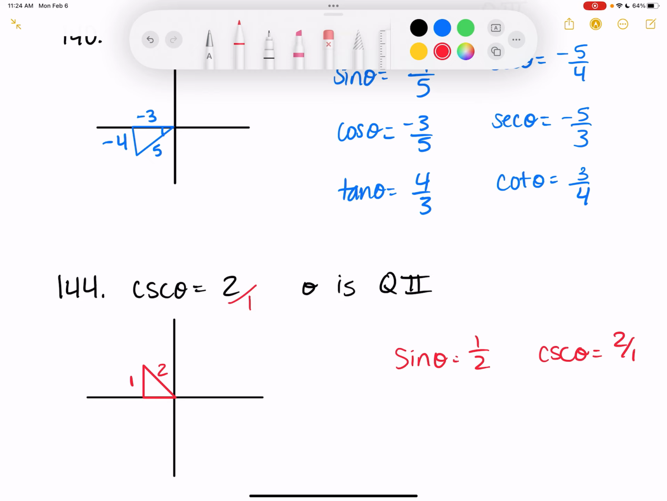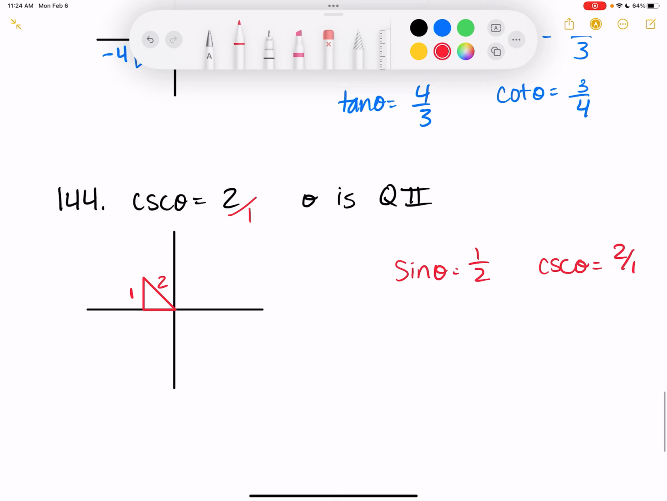Is it 3? No, but you're close. Square root of 3. Because it would be the square root of 4 minus 1, square root of 3. I was close and you laughed at me. He had the square root of 2 and you had 3, so put them together and tag team. Alright, so then we can find the other functions.